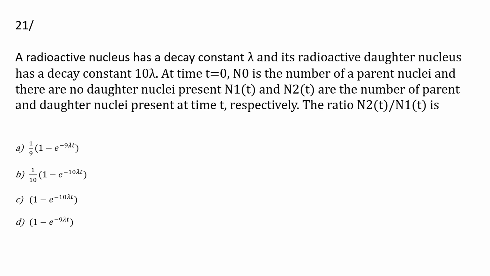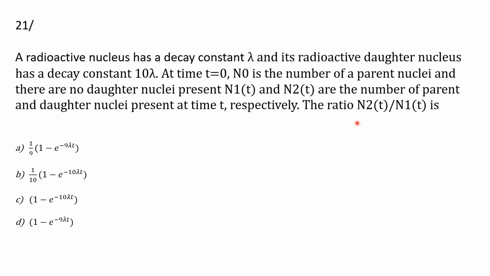And here is our first question of the session. A radioactive nucleus has a decay constant lambda and its radioactive daughter nucleus has a decay constant 10 lambda. At time t equal to 0, N naught is the number of parent nuclei and there are no daughter nuclei present. N1(t) and N2(t) are the number of parent and daughter nuclei present at time t respectively.